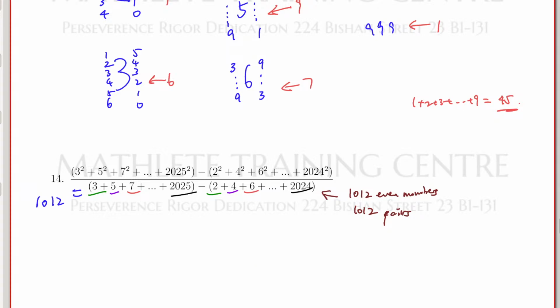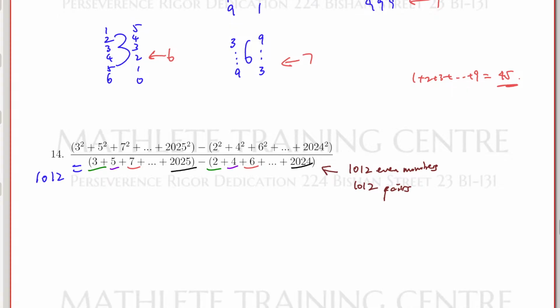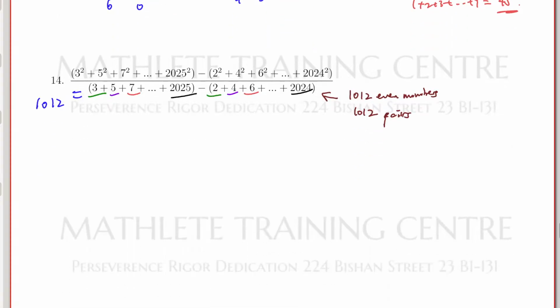And with that out of the way, we can do our numerator. So our numerator, I can actually also regroup that, in the same way I regroup my denominator. So for the top, I can do 3 squared minus 2 squared. And then 5 squared minus 4 squared. And then 7 squared minus 6 squared. All the way until 2025 squared minus 2024 squared.